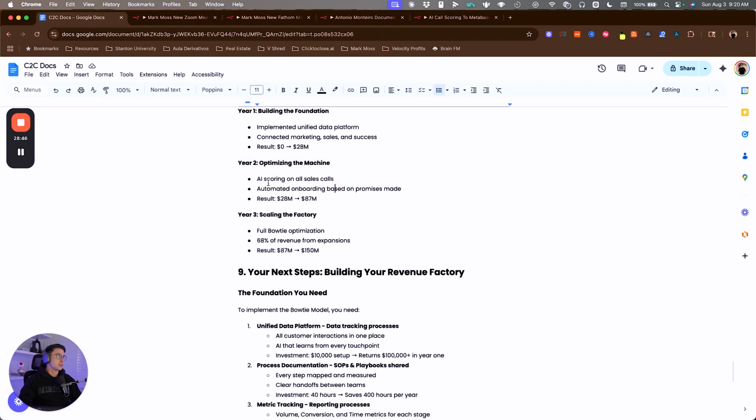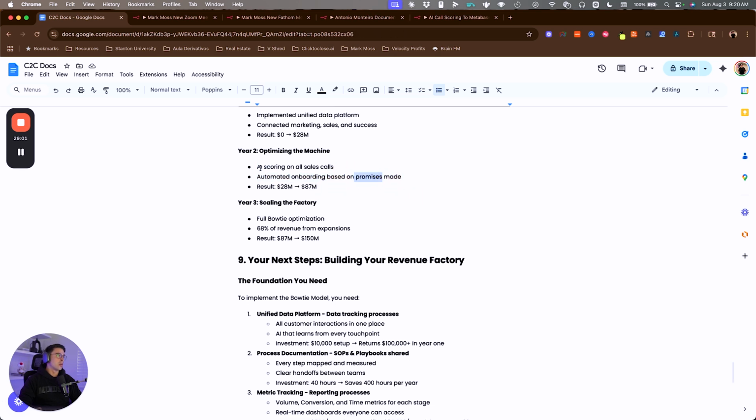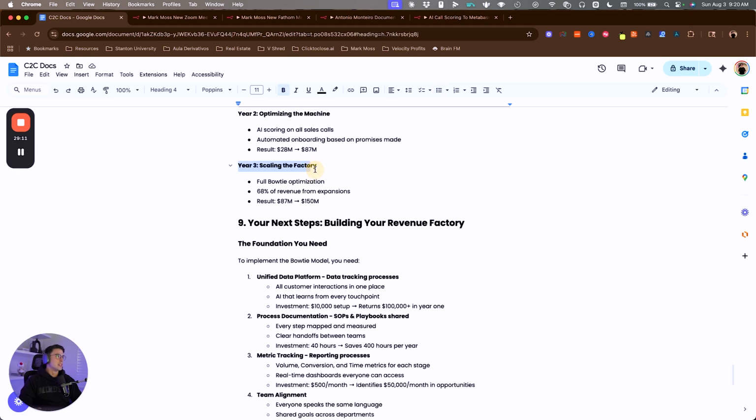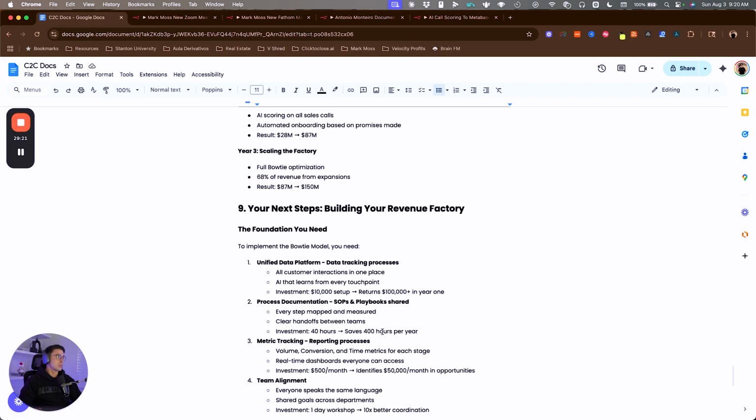And then in year two, we start really leveraging the AI scoring to create better playbooks, better onboarding for the sales reps, better onboarding for the setters. And then we automated the onboarding based on the promises made during the call. We're also reviewing the calls to make sure there are no compliance violations, which is something that most people don't do, but in our case was very, very important because it's a very massive operation. And then in year three, we fully implemented the Bowtie. A lot of the revenue came from expansions as well. And then we hit the 150 million and we're on pace to do another 60 million this year.